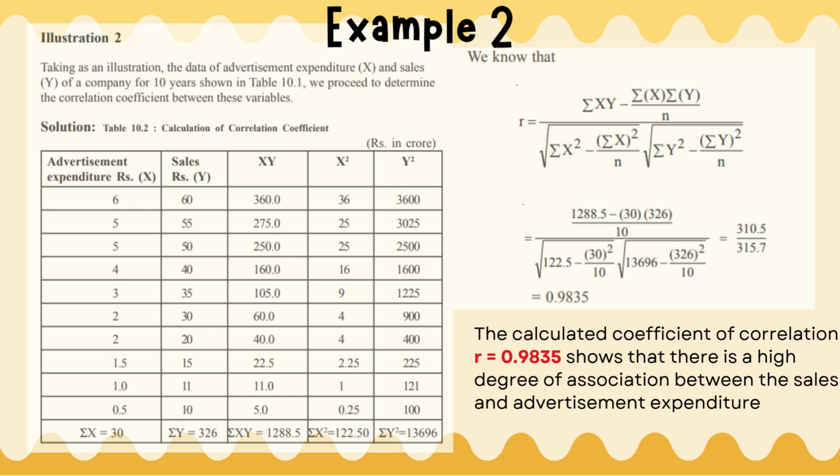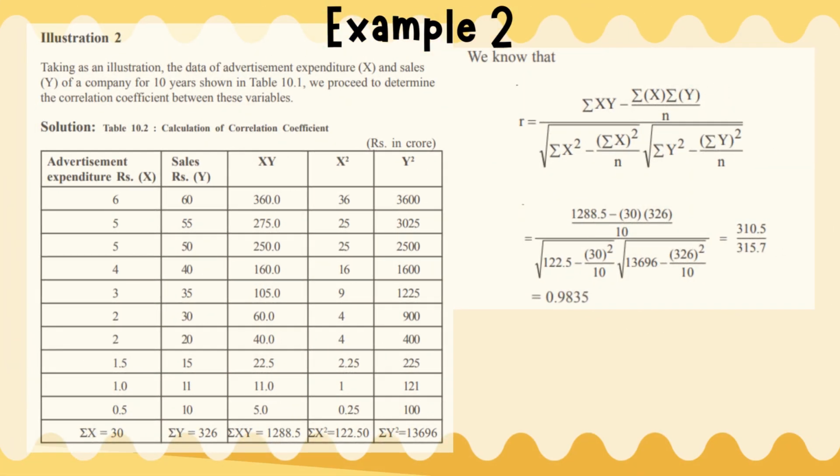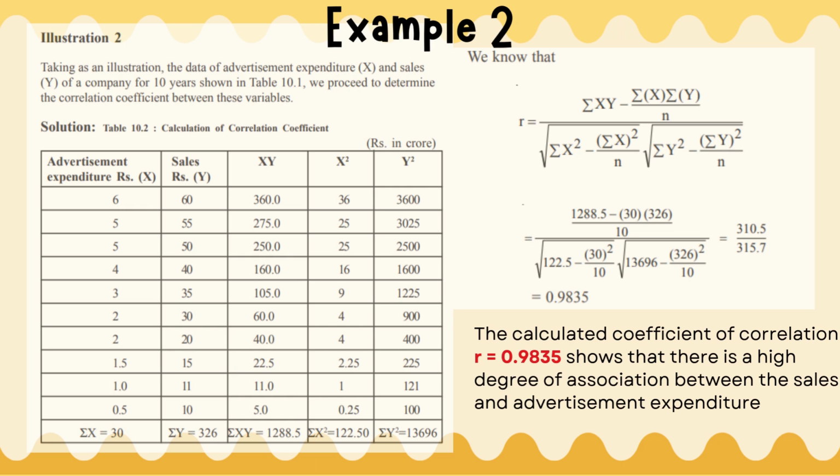Now we are going to use the second formula because all the values are not integers. So r equals summation xy minus summation x summation y upon n, and the rest of the terms are the same as we discussed in the formula earlier. We are going to put these values in that formula, and we know, students, that we are going to use the calculator also.